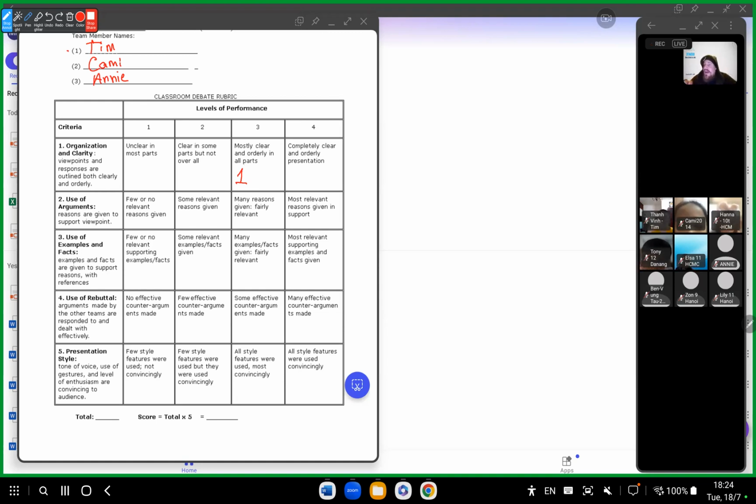Use of arguments. They've decided that Tim gave some pretty good reasons. We're going to give him 2 points for this bit. They listen to him give his evidence, and Tim gives super awesome evidence. He backs everything up with evidence. He cites his evidence, so he tells us where he got it from. We're going to give him 4 points for that. Well done, Tim.